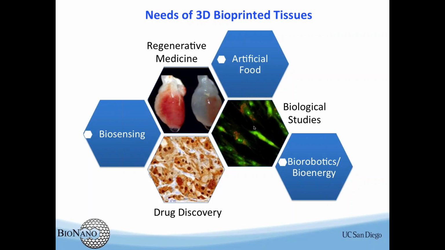So there's a bunch of changes associated with the 3D printed tissue. And that kind of model allows you to study disease progression. So, there are many other applications of all these 3D printed tissues, including artificial food, biological sensing, and also biorobotics. So those are very much engineered tissues that can do multiple things.